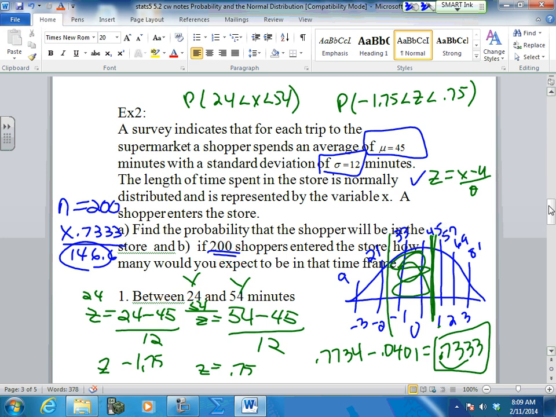Okay. Now, on your calculator, watch how nice this is. Normal CDF. Here's your lower limit, 24. Your upper limit, 54. Your mean, 45. Your standard deviation, 12. You paste it, and here's your answer. Their rounding's a little bit better because they don't use a table. They have a different algorithm to round. So their rounding is a little bit different than ours. So all this work down here can come from your calculator. You can use either method you like.